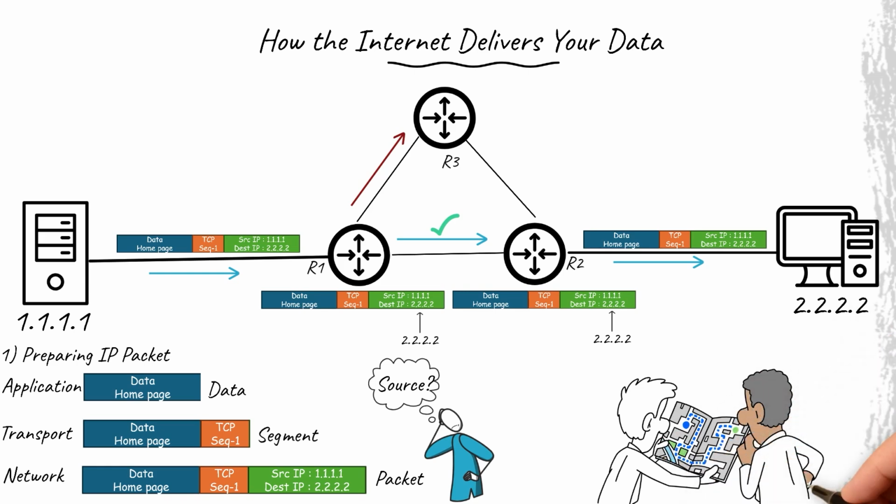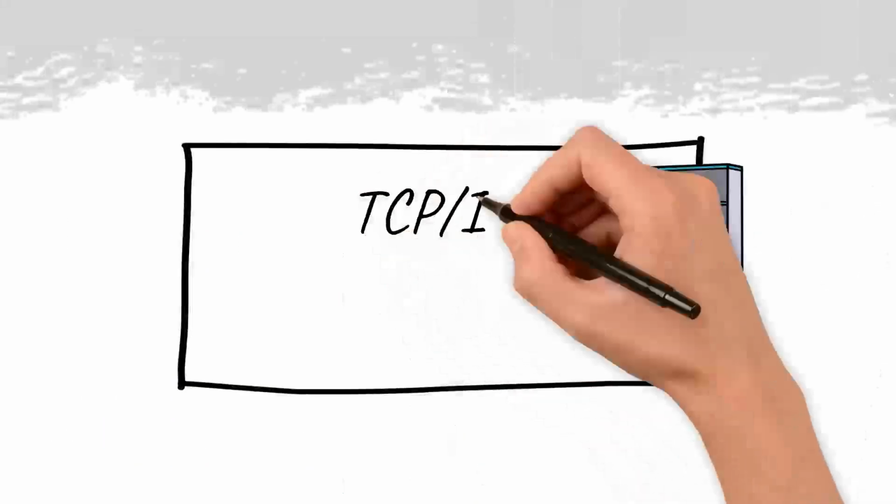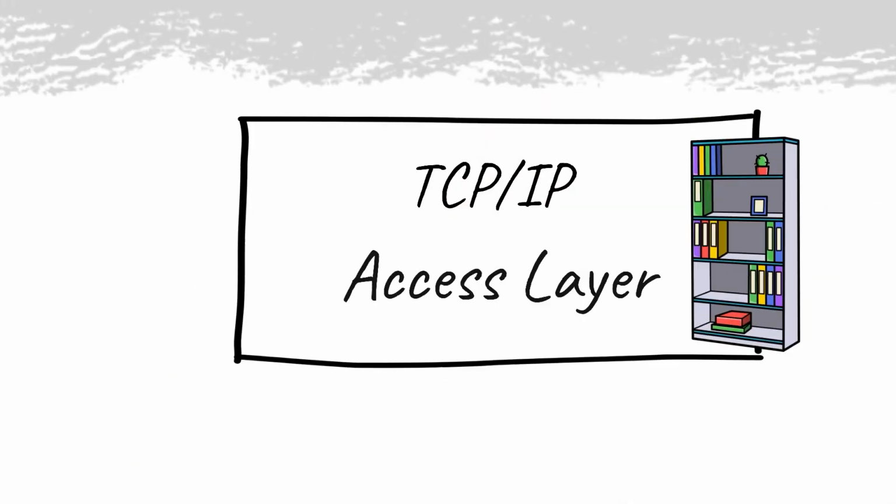As we go through this course, we'll explore routing in much more detail, how routers make these decisions, and what rules they follow. But for now, just having a clear picture of the basic flow is a great start. All right, let's move on to the last layer. Access layer.